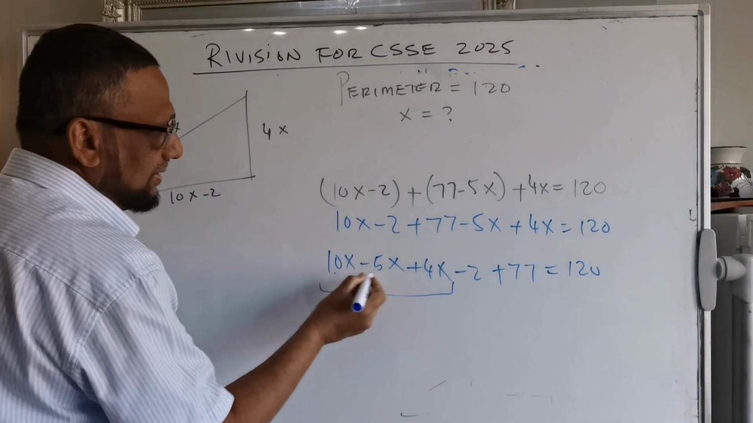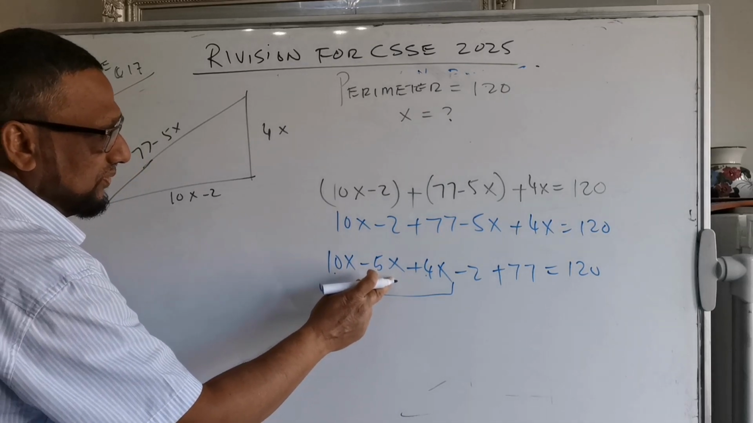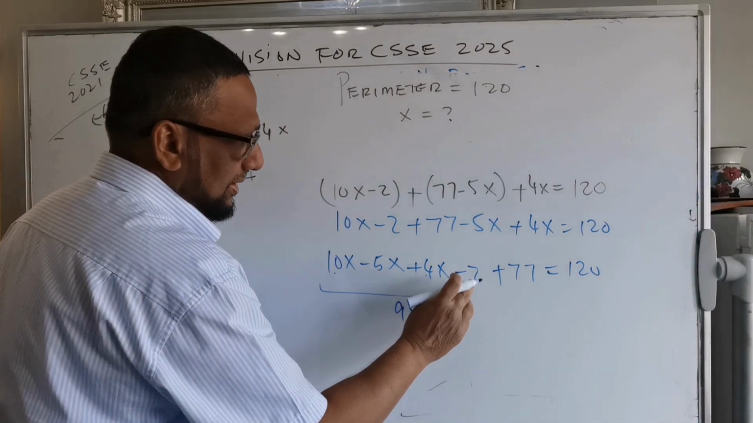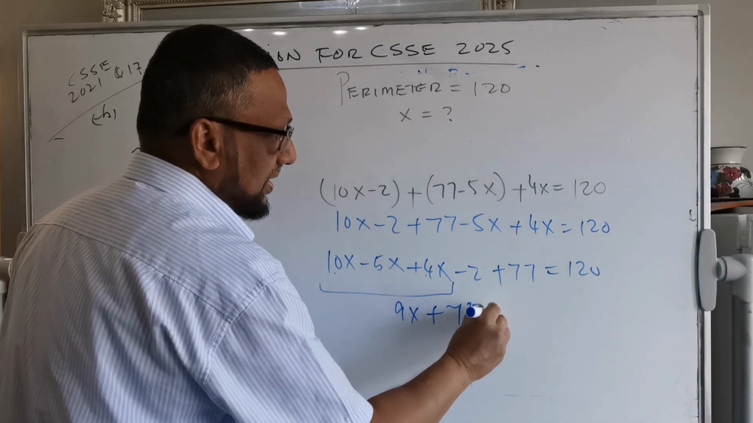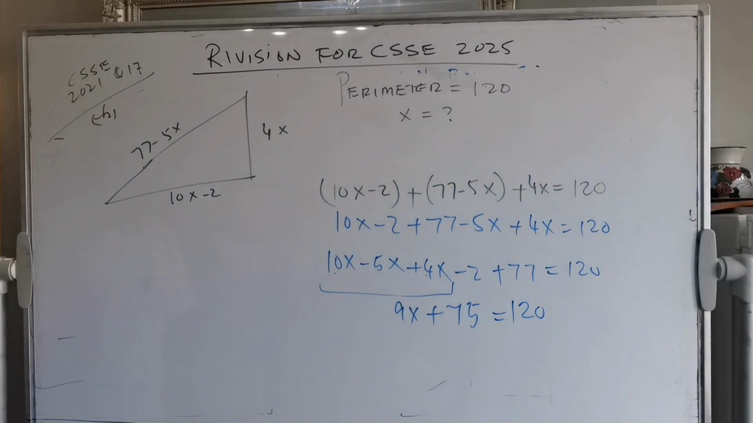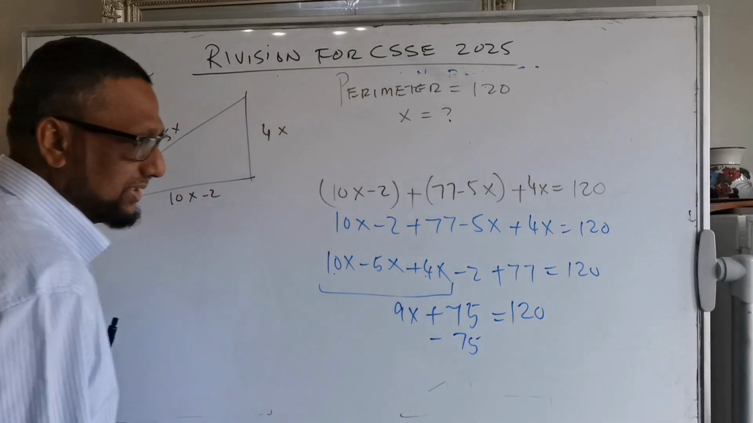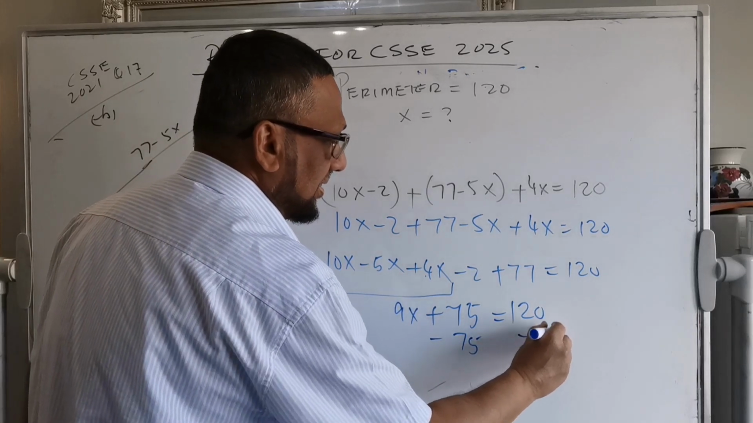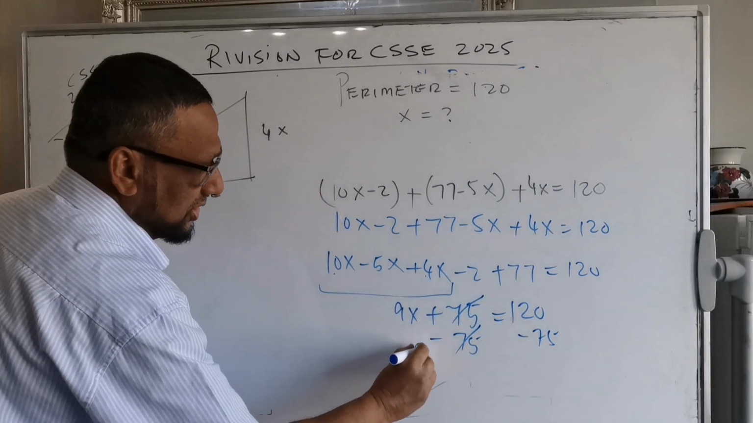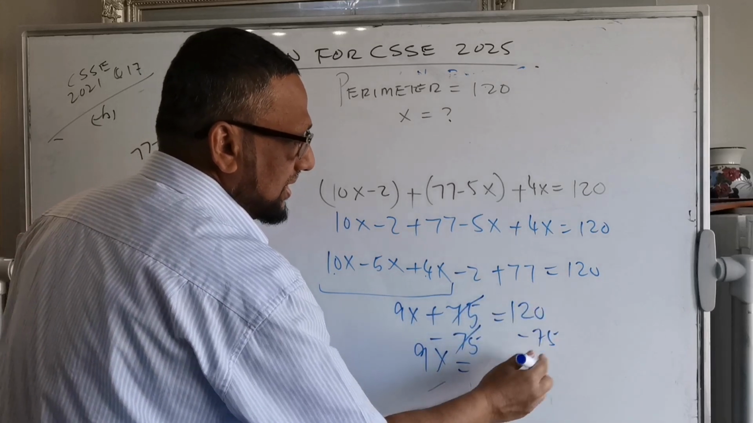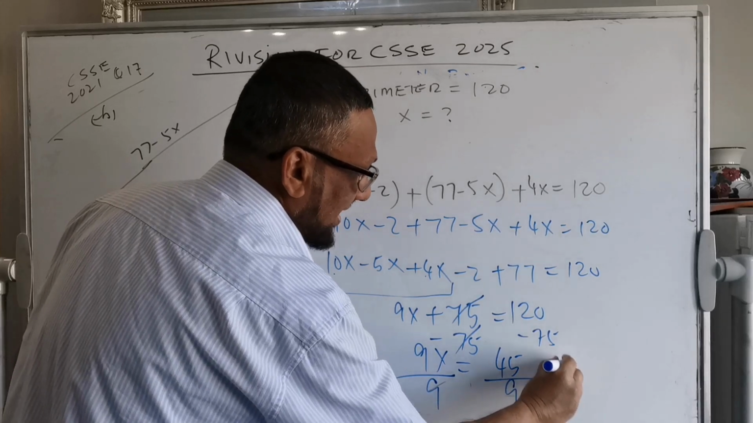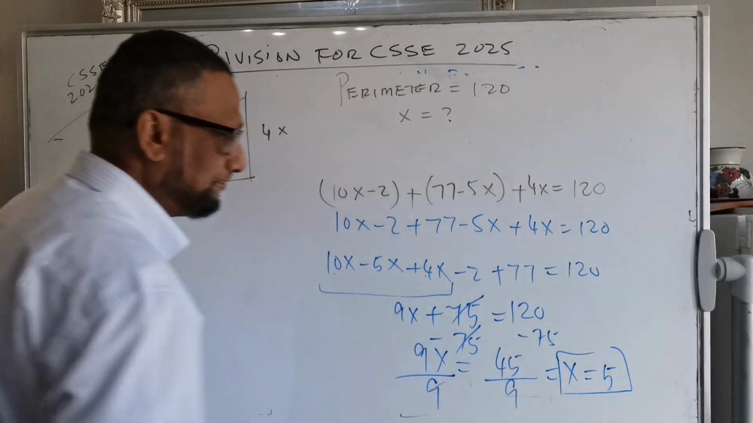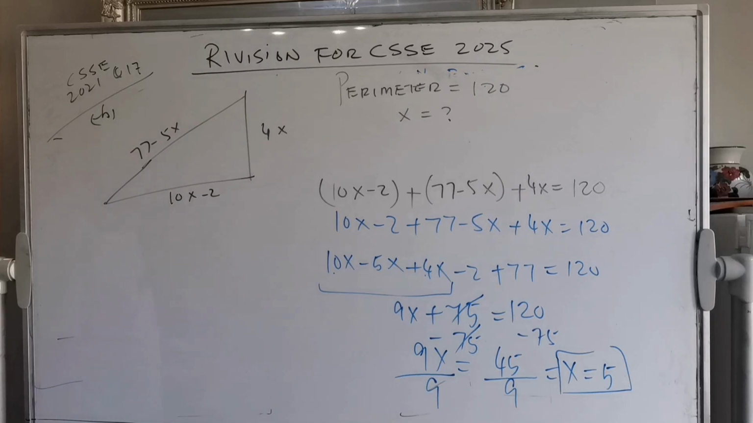Look at this one. 10 plus 4 is 14x. 14 take away 5 is 9x. Same as minus 2 plus 77 is going to be plus 75, equal to 120. Now this 75 is going to be cancelled by subtracting 75 on the left hand side and the right hand side both. Plus minus cancel. So 9x equal to 120 take away 75, which is 45. Divide by 9 both sides. So x will be 5. 9 times 5 is 45. So this is the way you can apply the concept of equation.